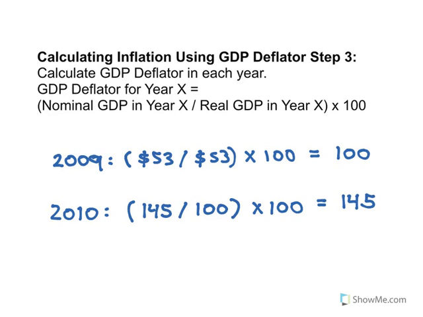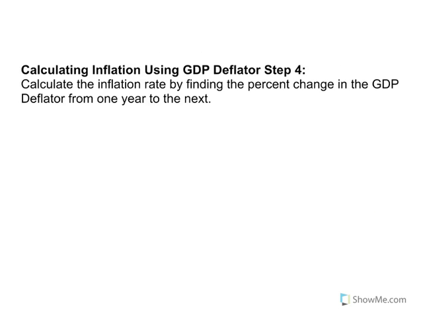No units on deflators, just like with CPI, no units. And so the GDP deflator in 2010 was 145. That's the price level. That's the floor we're at. And so if you notice, from 2009 until 2010, we moved up 45 floors, and so we know there was inflation because the number got bigger. The final step is to determine, well, by what percent bigger, and that's how we get the inflation rate.